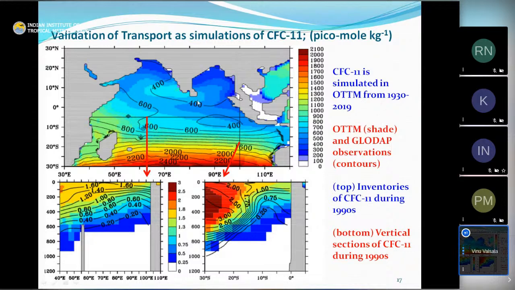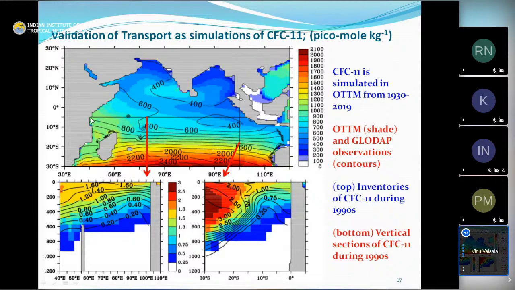So you can see that the color shows the model inventory and the contour shows the observed CFC-11 concentration. You can see that the vertically integrated concentration shows a very nice match for the Indian Ocean. And if you examine a vertical section, say for example an equatorial section, because the east equatorial Indian Ocean has become important now, we are talking about IOD and all.